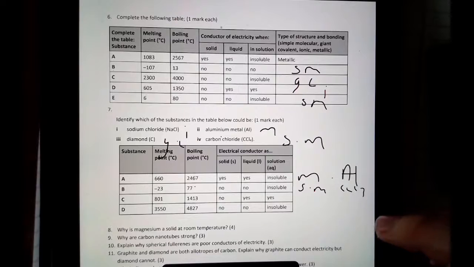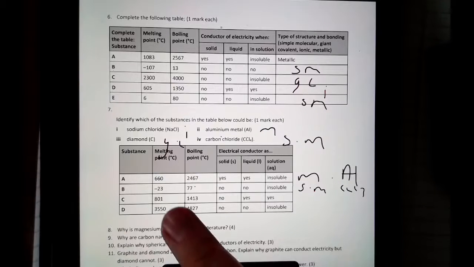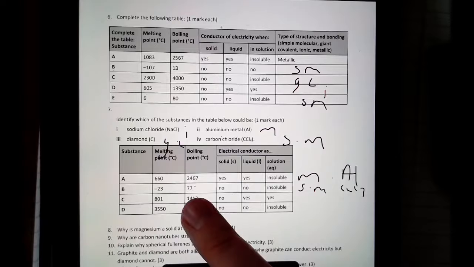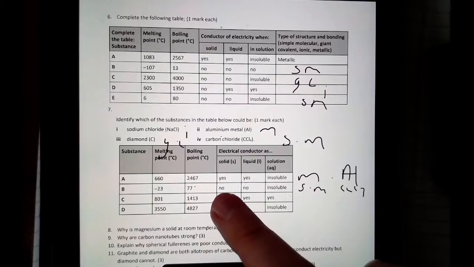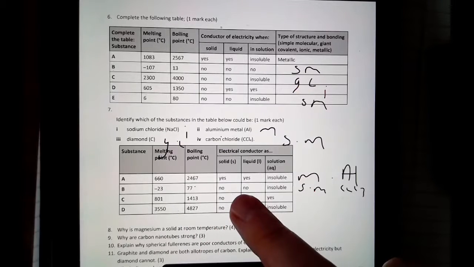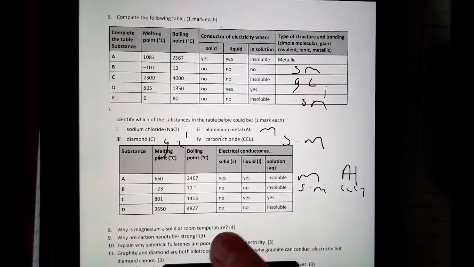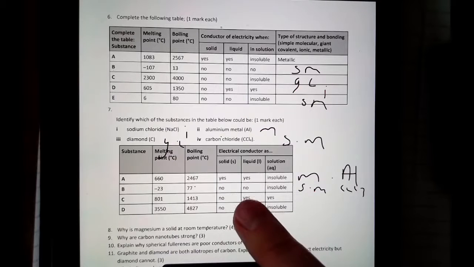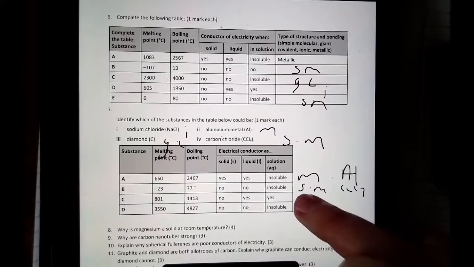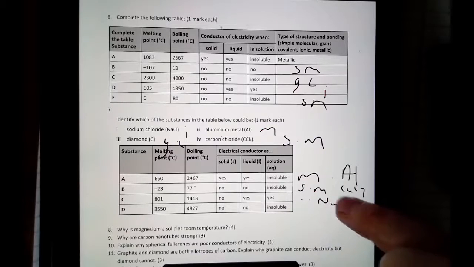Then I move on to C. Again, high melting and boiling point tells me I've got strong forces. It doesn't conduct when it's a solid, but it does conduct when it's liquid. That tells me it does have charged particles, but they can only move freely in a liquid, and that is true of ionic compounds. So C must be NaCl.